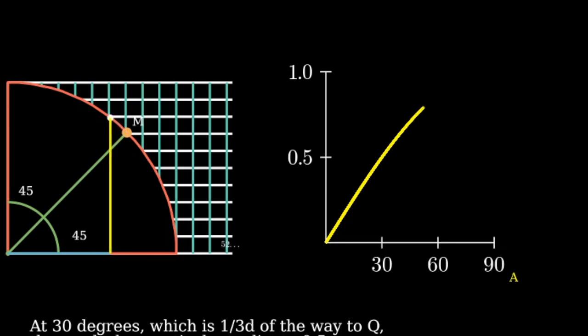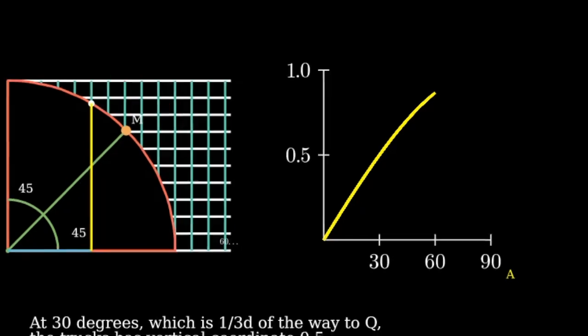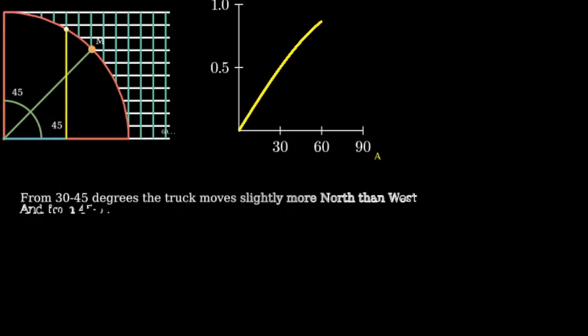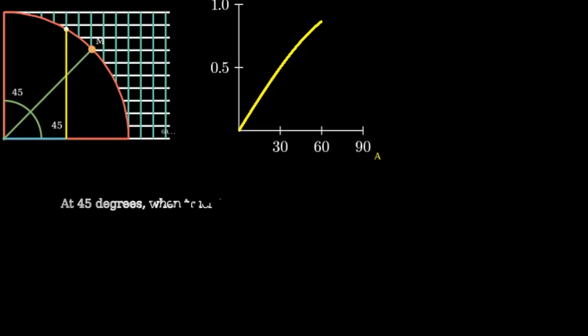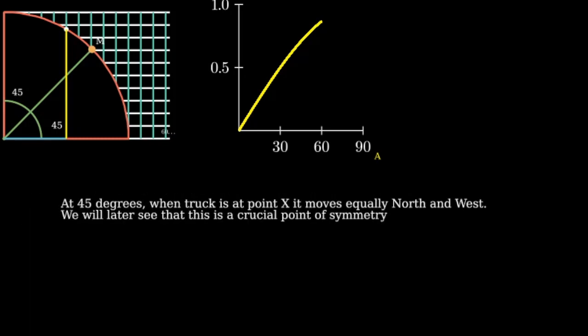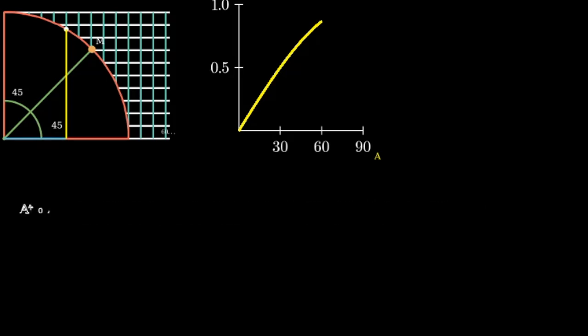From 30 to 45 degrees, the truck moves slightly more north than west, and from 45 to 60 degrees, slightly more west than north. The above two together mean the truck moves equally north and west between 30 to 60 degrees. At 45 degrees, when the truck is at point X, it moves equally north and west. We will later see that this is a crucial point of symmetry. At 60 degrees, it's moving less north and more west.